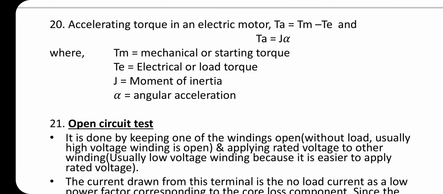20th one, accelerating torque in an electric motor TA equal to Tm minus Te, and the other equation for TA is J alpha. Tm is the mechanical or starting torque, Te is the electrical or load torque, J is the moment of inertia, alpha is the angular acceleration.